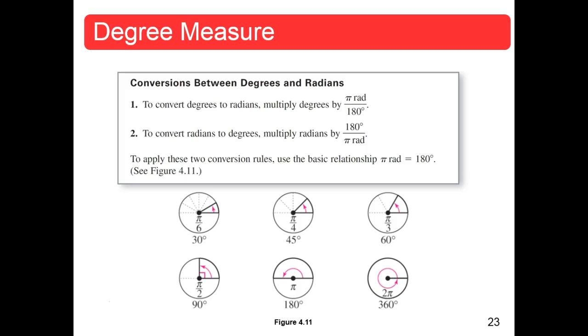To apply those two conversion factor rules, use the basic relationship, pi radians is 180 degrees. That's what I use. Just that. I don't try to memorize which one you put on top. And I'll show you how to do that in just a minute when we get to the example.